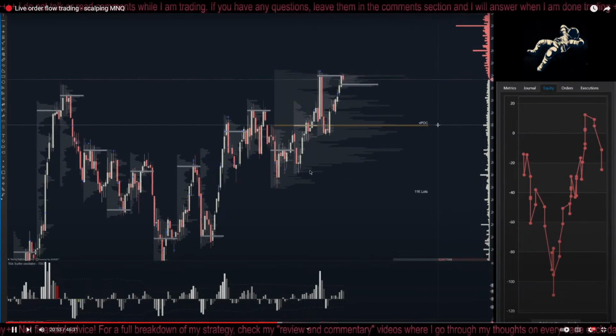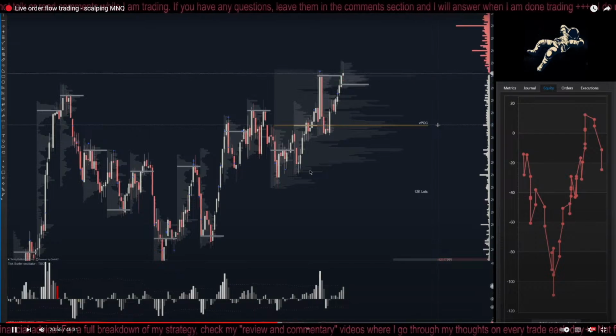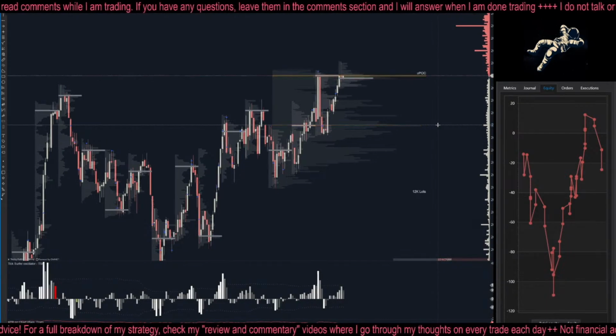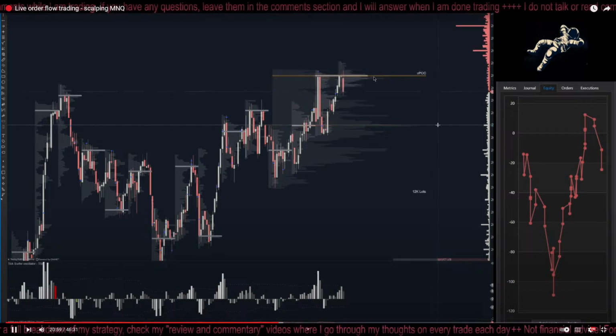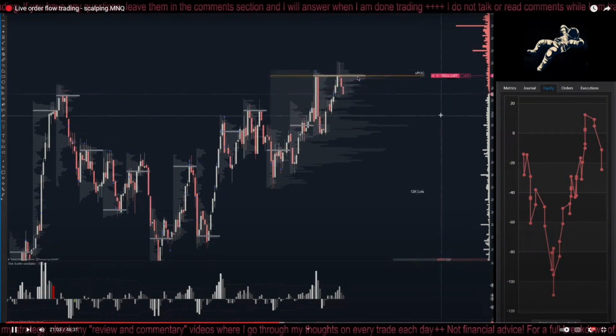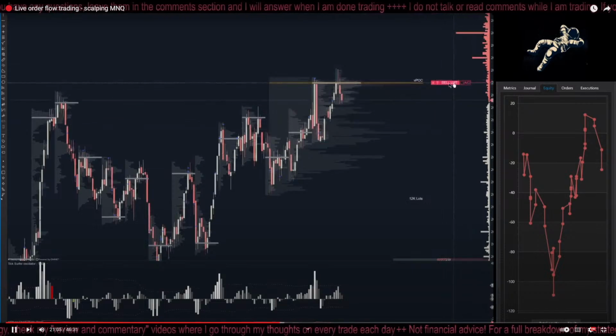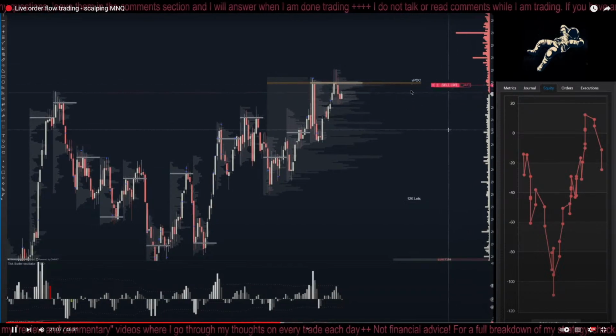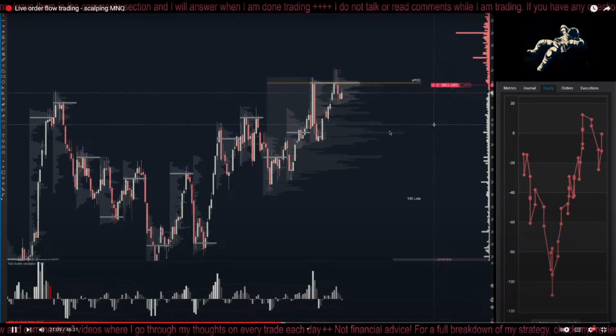So again, here I'm just dragging out the profile just to see a little bit better what's going on. Now we see most of the volume was traded up here. That also tells me there's a big seller sitting up here, and that's why I'm placing the sell limit here. Doesn't mean that he's still there if price comes back up into it.